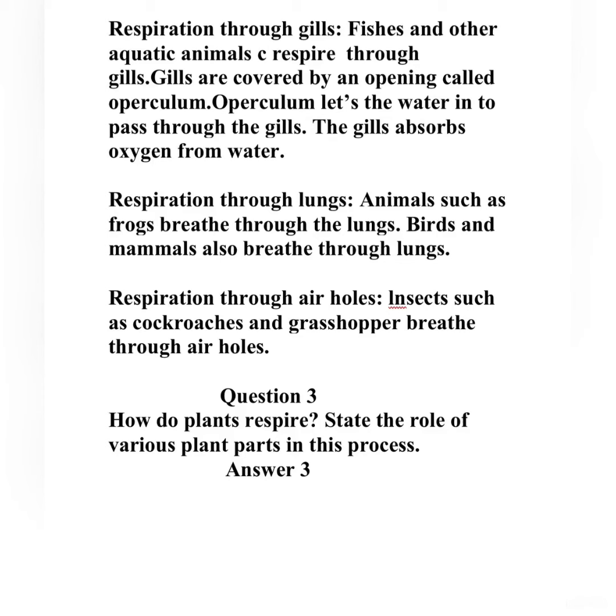Respiration through gills. Fishes and other aquatic animals respire through gills. Gills are covered by an opening called operculum. Operculum lets the water pass through the gills. The gills absorb oxygen from the dissolved water. Respiration through lungs. Animals such as frog breathe through lungs. Birds and mammals also breathe through lungs. Respiration through air holes. Insects such as cockroaches and grasshoppers breathe through their air holes.